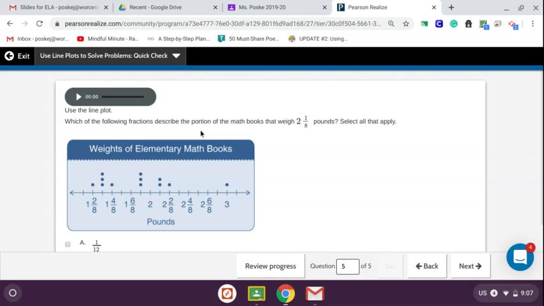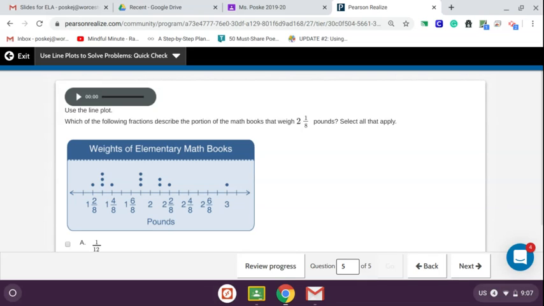Okay, and let's go to number 5, the last one. Which of the following fractions describe the portion of the math books that weigh 2 1/8 pounds? Select all that apply. So 2 1/8 would be, so I see 2 2/8. 2 1/8 would be about here. Okay, reading line plots, guys. Reading fractions on a line plot. Counting. All right.